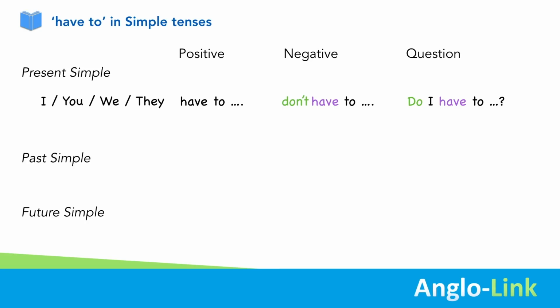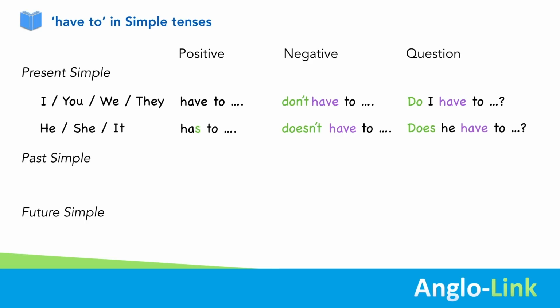Let's look at he, she, and it. As you will remember, it's has to. How do we make it negative? With does. Negative doesn't have to. Once again, make sure you don't say doesn't has. It's doesn't have the base verb. And the question, does he have to?